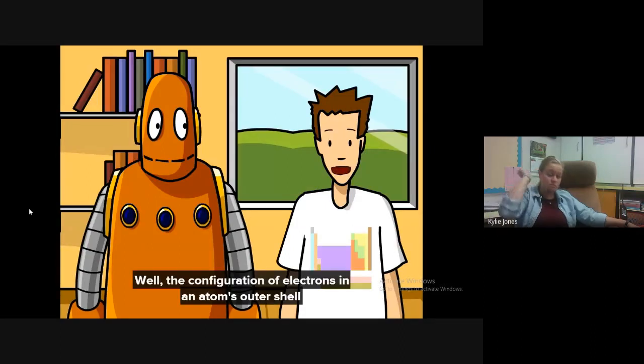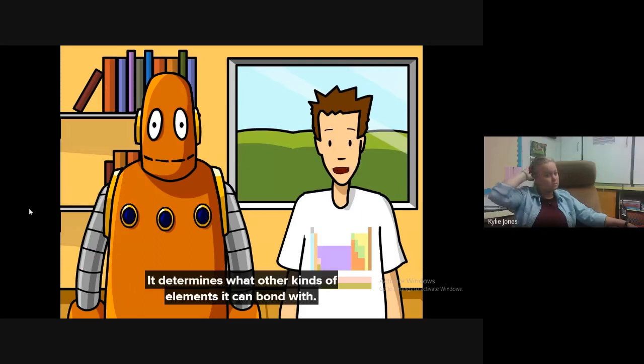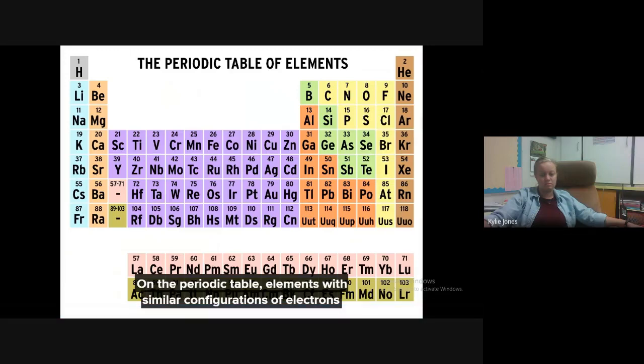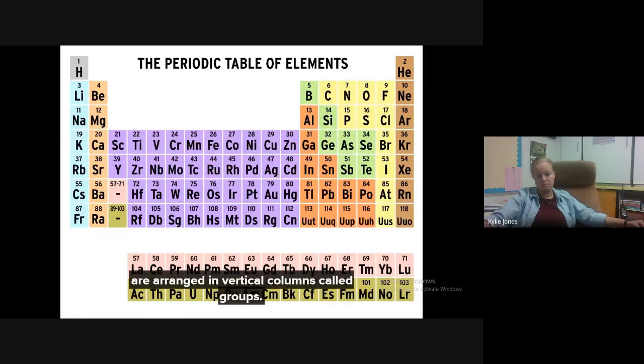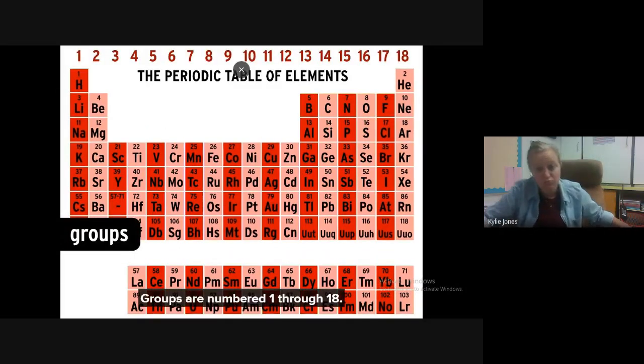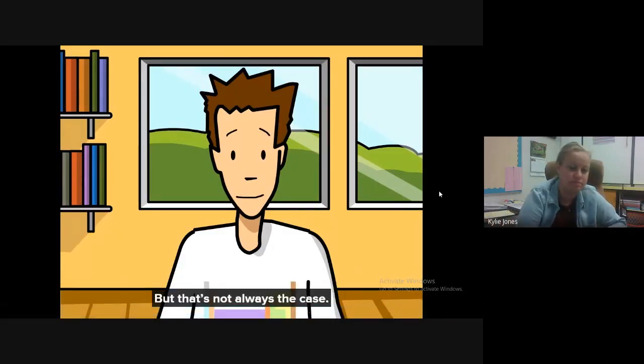Well, the configuration of electrons in an atom's outer shell plays an important role too. It determines what other kinds of elements it can bond with. On the periodic table, elements with similar configurations of electrons are arranged in vertical columns called groups. Groups are numbered 1 through 18. In some of these groups, the elements don't have that much in common, but that's not always the case.